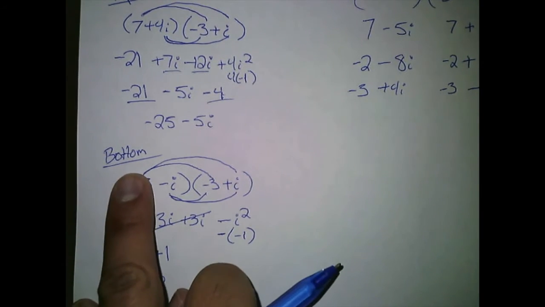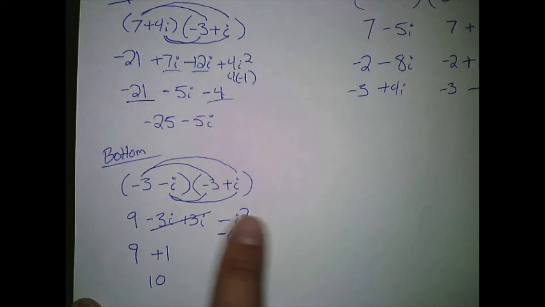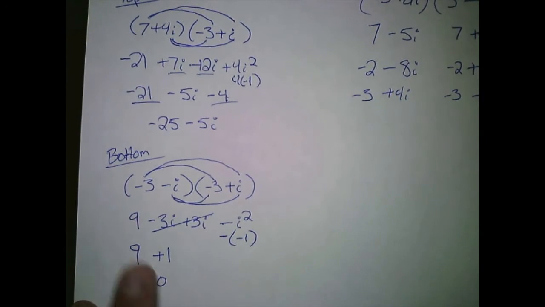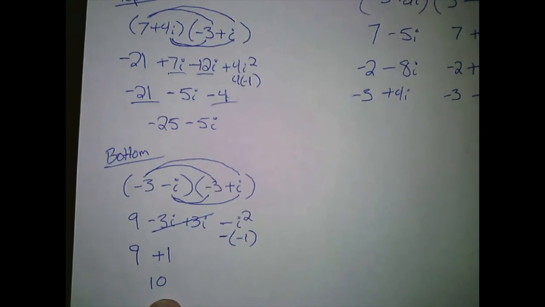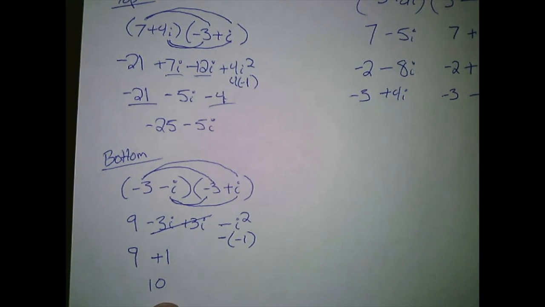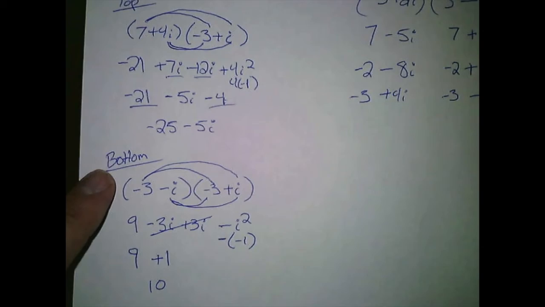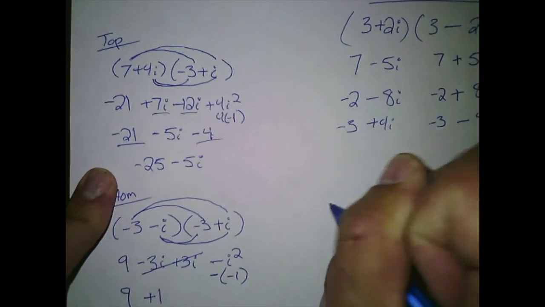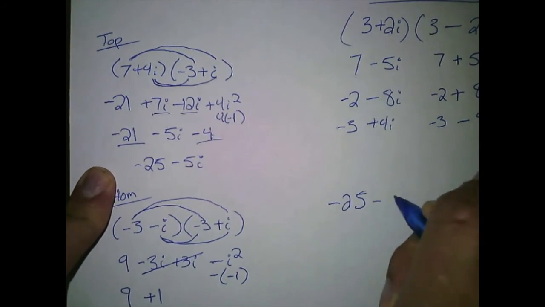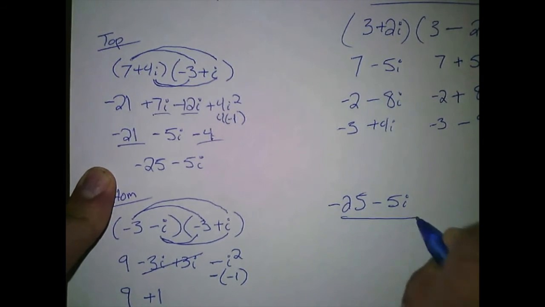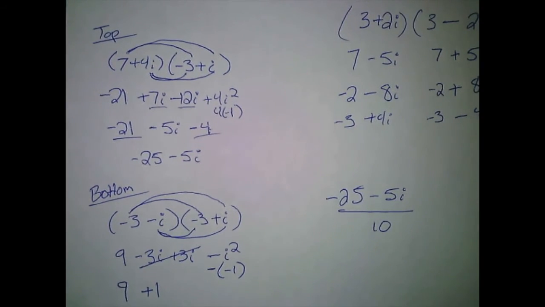So on the bottom, the denominator, when I distributed everything out with the complex conjugates, we are left with just a 10. That's what we wanted to happen. We wanted to get all of our imaginary numbers to go away. So when I put all this together up top, I'm going to have a -25 minus 5i. On the bottom, I'm going to have a 10. I'm almost done there. I just have to simplify my fractions.